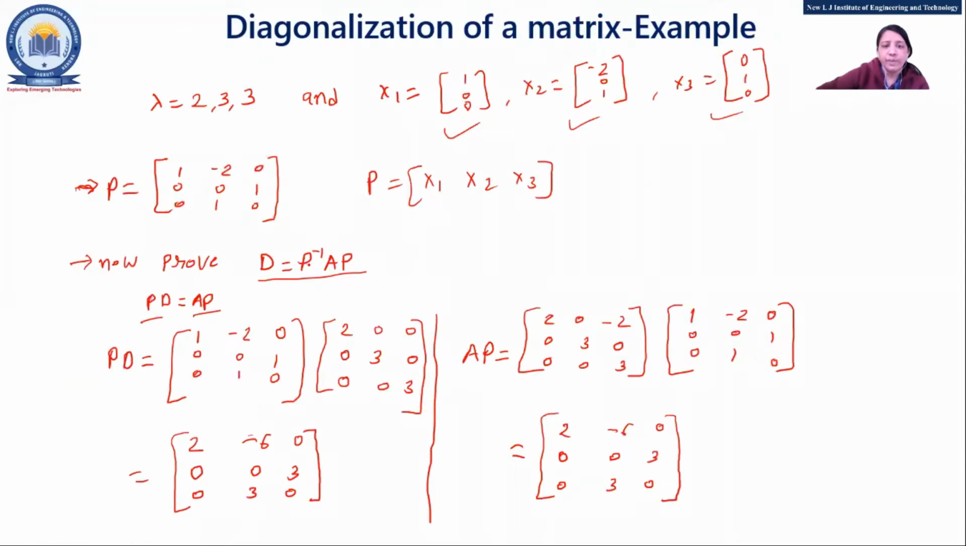D equal to P inverse AP. You can solve this way also: PD equal to AP, or either you will find out the inverse. Both will be the same. So we have used this one, PD, just multiply two matrices that you know, right?